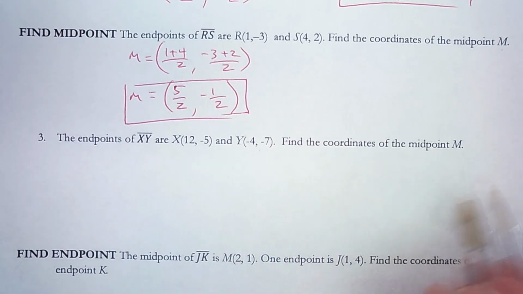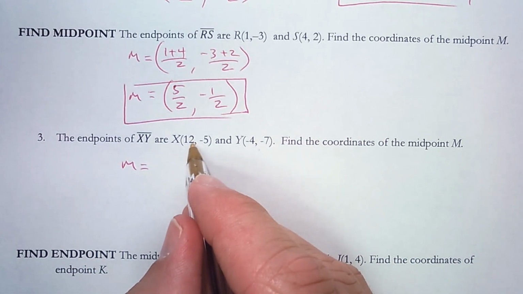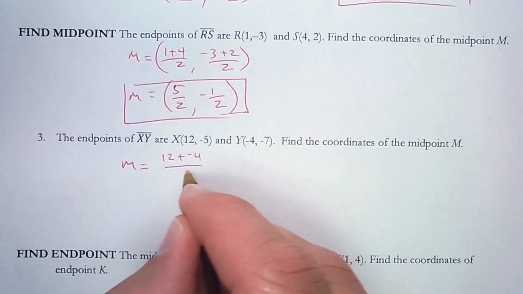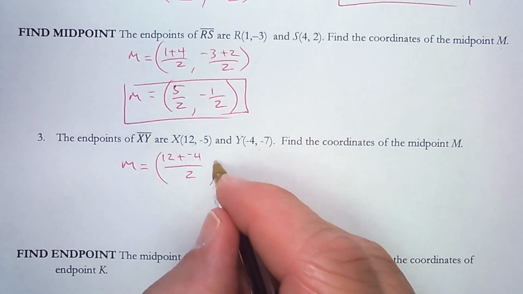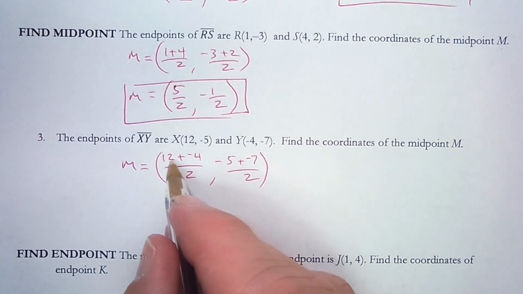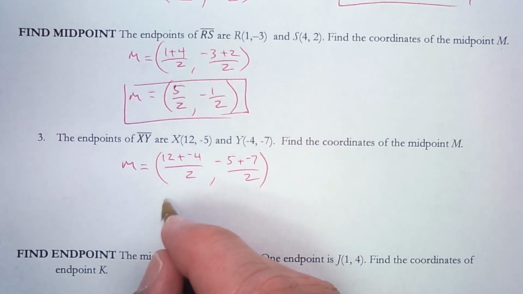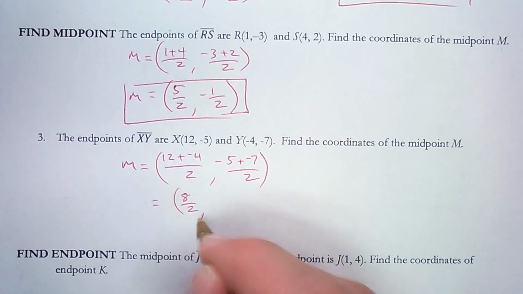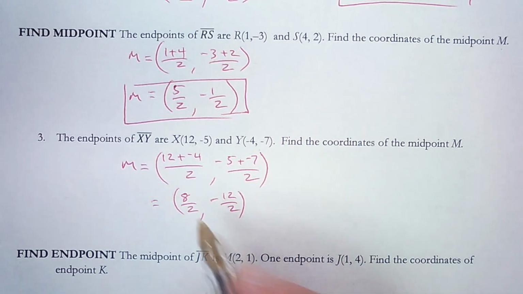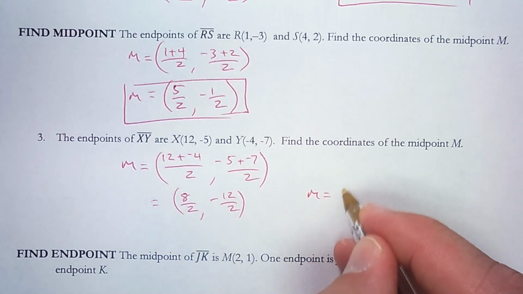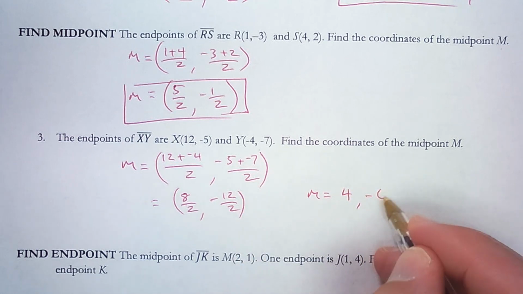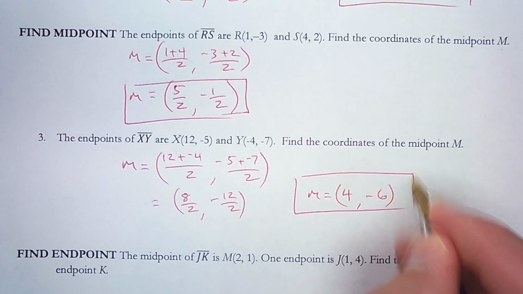For segment XY, the midpoint is the average of the x's, 12 plus negative 4 over 2, and the average of the y's, negative 5 plus negative 7 over 2. So that's 8 over 2 and negative 12 over 2. Now this can be simplified. 8 over 2 is 4. Negative 12 over 2 is negative 6. And there is the midpoint.